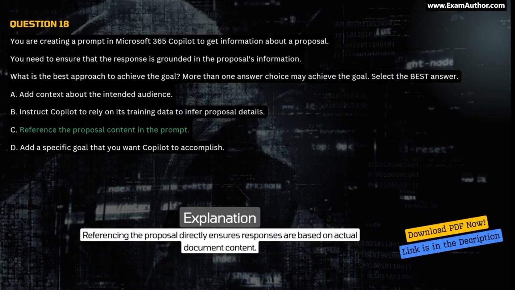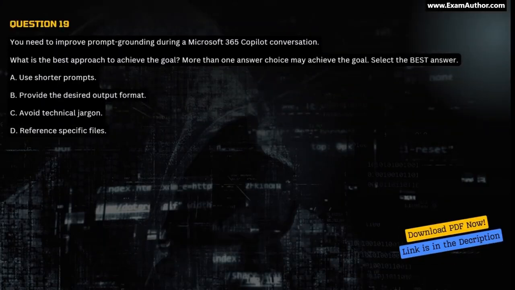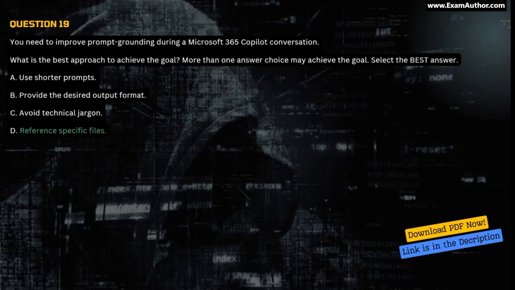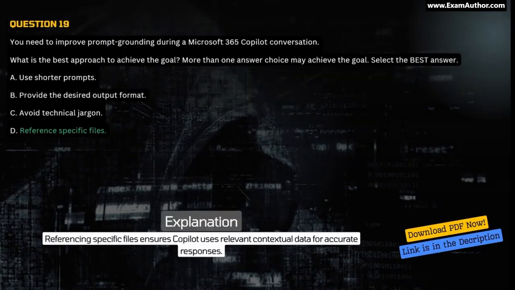Question 19. You need to improve prompt grounding during a Microsoft 365 Copilot conversation. What is the best approach to achieve the goal? More than one answer choice may achieve the goal. Select the best answer. A. Use shorter prompts. B. Provide the desired output format. C. Avoid technical jargon. D. Reference specific files. Correct answer: D. Reference specific files. Explanation: referencing specific files ensures Copilot uses relevant contextual data for accurate responses.